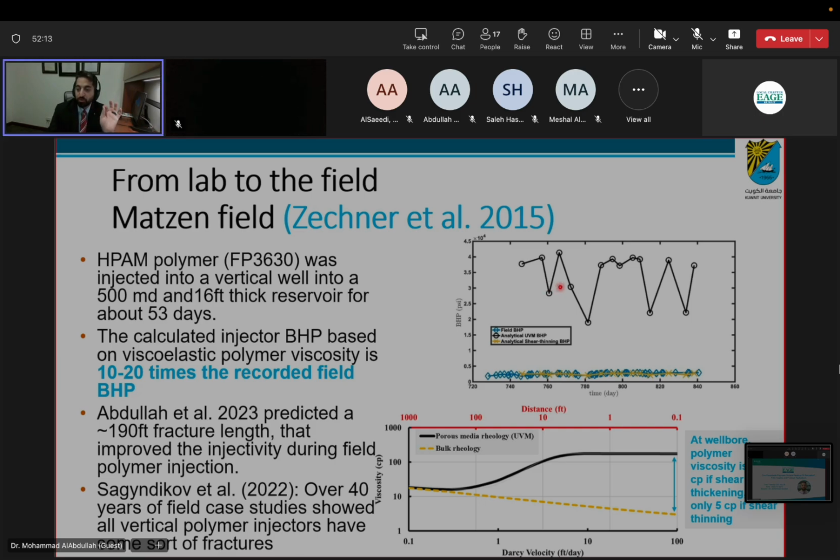The only way we could history match whatever they recorded in terms of bottom hole pressure was to assume a shear thinning behavior. Okay? At the wellbore, polymer viscosity is 160 centipoise if shear thickening, and only 5 centipoise if shear thinning. Now, why would we assume shear thinning? Because what we discovered and being proven, whenever they injected that polymer, fracture started to extend between 100 to 200 feet in terms of length. So whenever you have fracture, if you recall what we said, you will go from shear thickening into a shear thinning behavior. Fractures, very similar to pipes behavior, very similar to bulk rheology behavior, right?